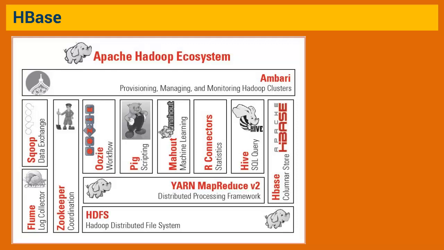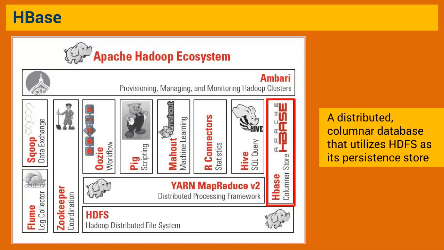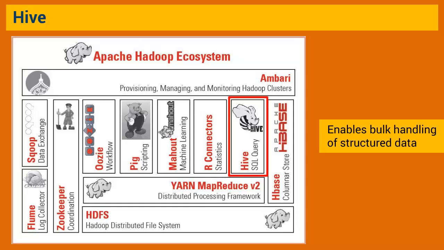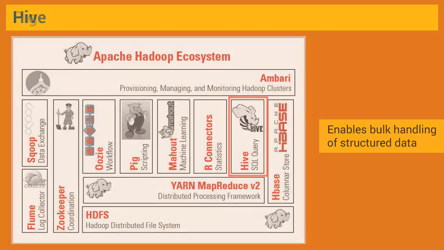One of the databases in the Hadoop ecosystem is HBase. It is a distributed, columnar database that utilizes HDFS as its persistence store. It enables all data to be stored into tables, thereby leveraging structured data for random access. Then there is a batch-oriented data warehousing layer built on the core elements of Hadoop, known as Hive. It enables bulk handling of structured data.